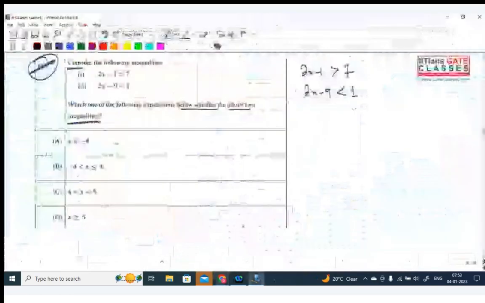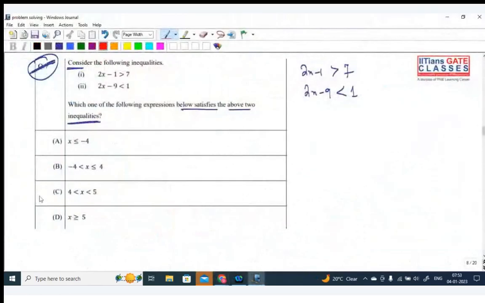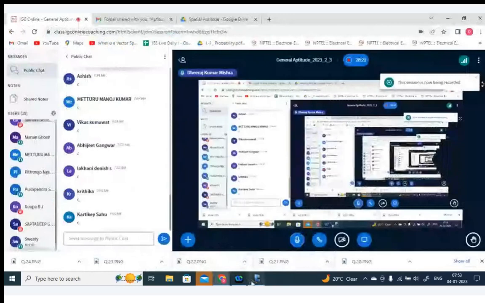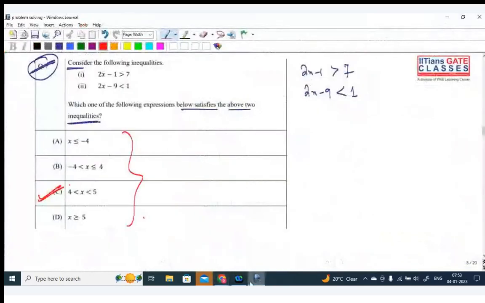Don't solve this kind of question, guys. The option will always be C, so there's no need to solve this kind of question. But for the sake of completeness, you need to solve it.